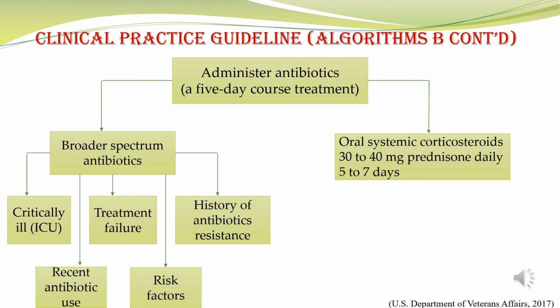Broader spectrum antibiotics, such as quinolones, are specifically used for patients who are critically ill with a recent history of antibiotic resistance, treatment failure, antibiotic use, and with risk factors for healthcare-associated infections. A 5-day course of the selected antibiotic is recommended for patients who are treated with antibiotics. Another suggestion from the clinical practice guideline is a course of oral systemic corticosteroids of 30 to 40 milligrams prednisone equivalent daily for 5 to 7 days.